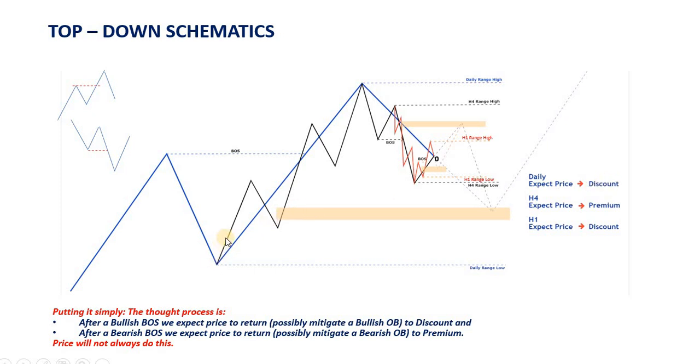Let's scale down to the 4-hour time frame and look for the most recent break of structure, which we actually have here, and it is a bearish break of structure. And with respect to the 4-hour trading range, the price is actually at discount, and we expect the price to do what? To now return to premium, possibly targeting this order block.